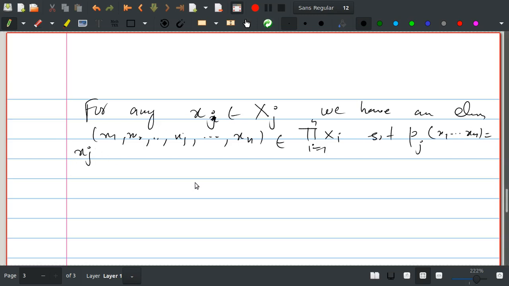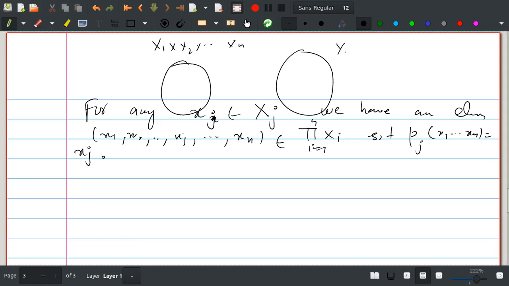So this means this is surjective. Now that means we have X1 cross X2 cross so on Xn here, and we have xj here. So if I take any element xj here, for this element there is some element x1 through xj through xn. Now note that there is no restriction on the other components except this xj component.